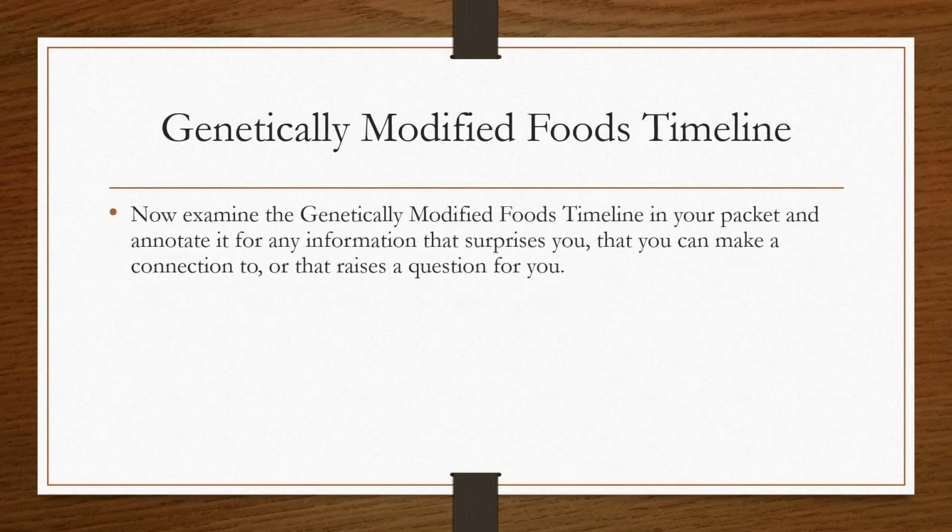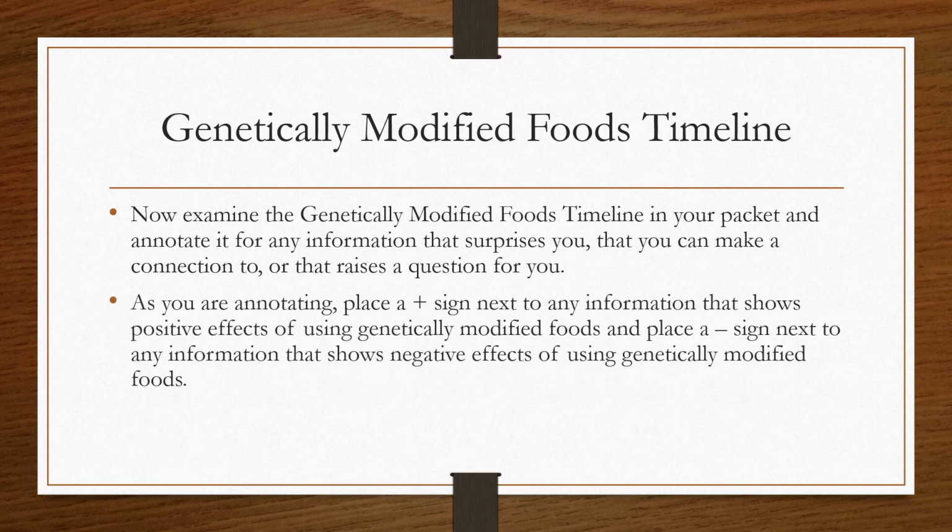Now you will examine the genetically modified foods timeline in your packet. You will look for pros and cons to using GMOs in foods, just like we did when we examined the infographic. So as you are reviewing the information in the timeline, you will annotate by placing a plus sign next to any information that shows positive effects of using genetically modified foods, and you'll place the negative sign next to any information that shows negative effects of using genetically modified foods.